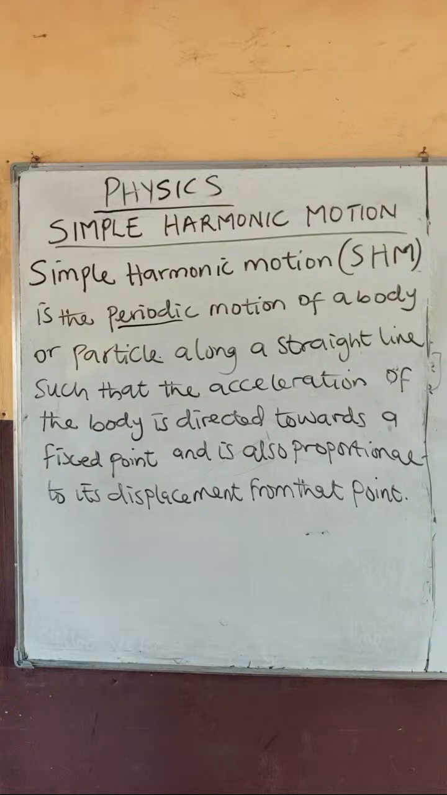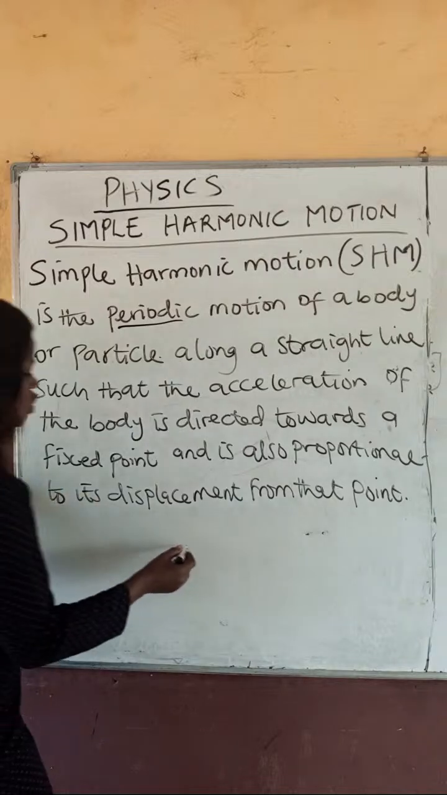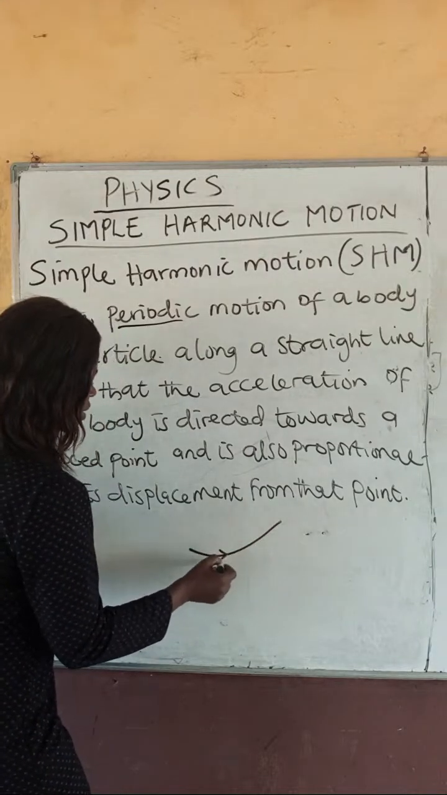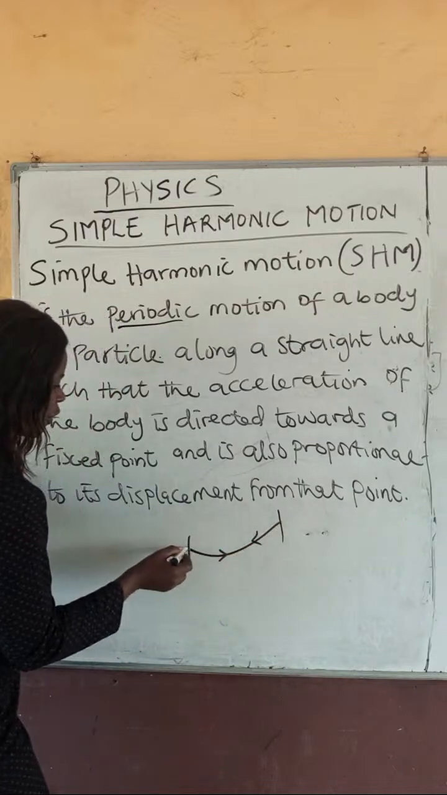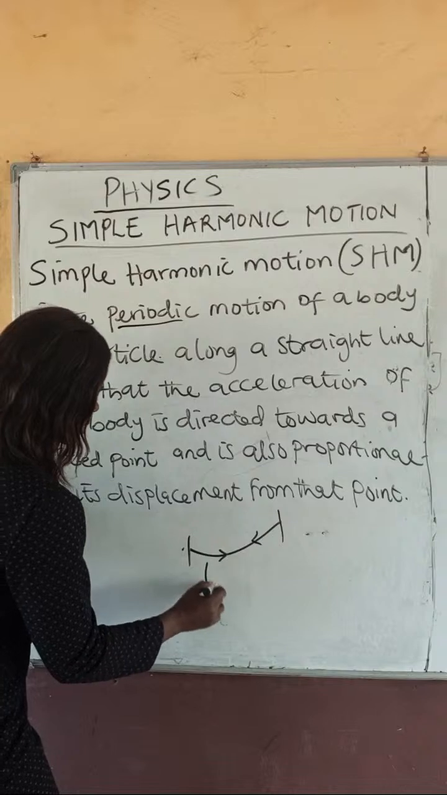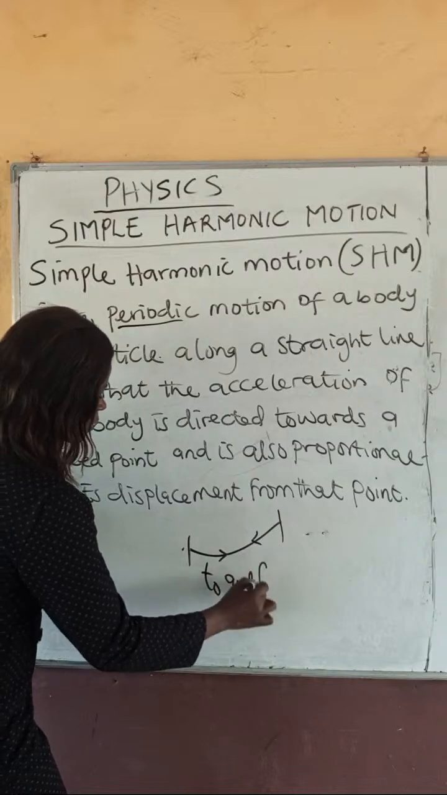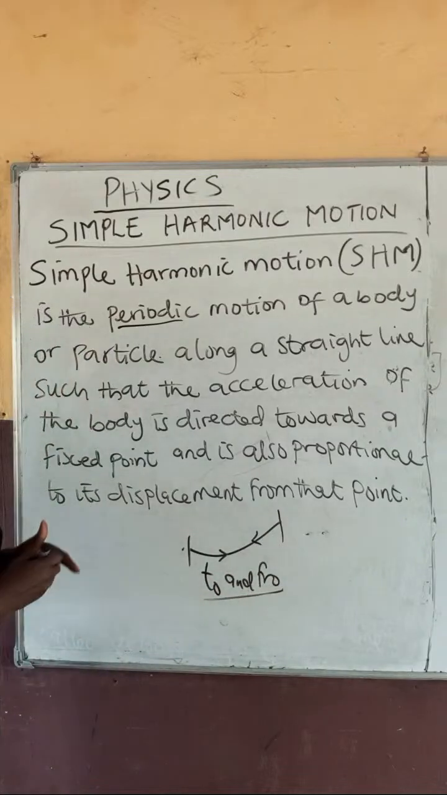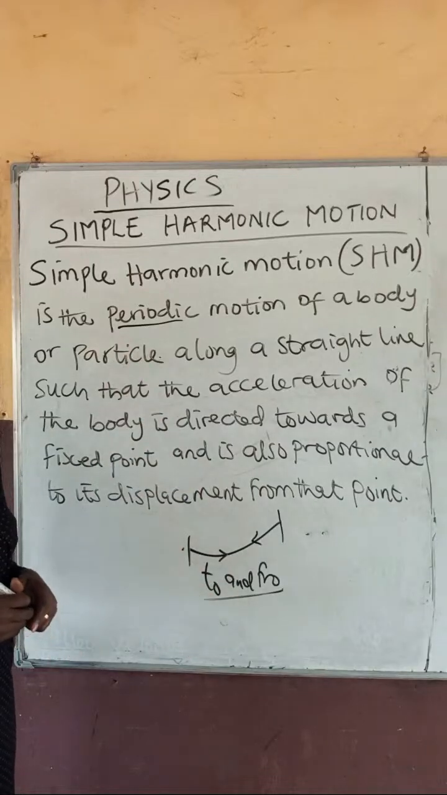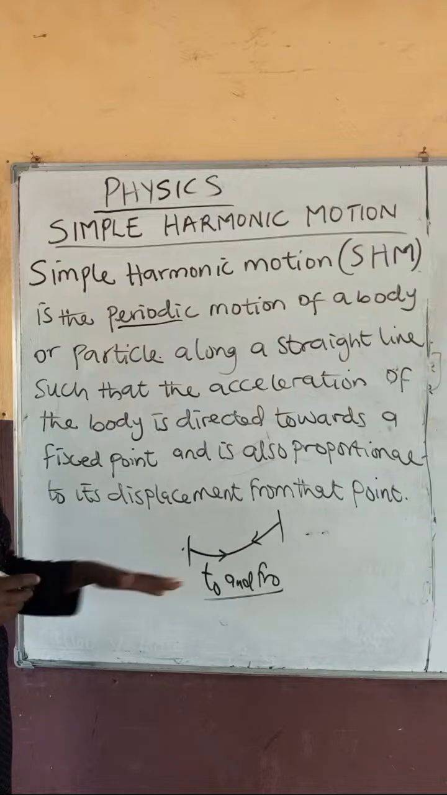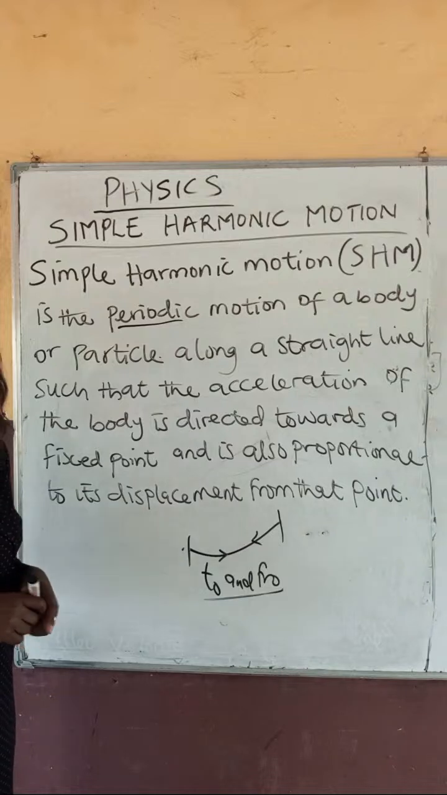So what do we mean by that? This is a motion of a body that repeats itself at a regular interval. So it goes to and fro. Okay? To and fro. This is what this motion is all about. I'm going to give you examples of bodies that undergo simple harmonic motion. Okay? Right.